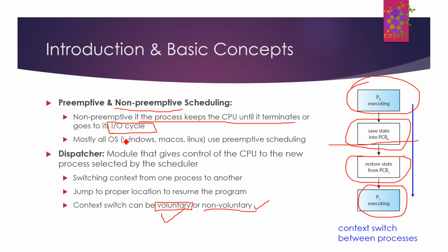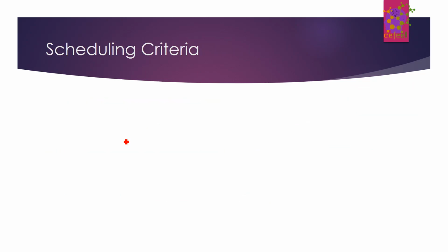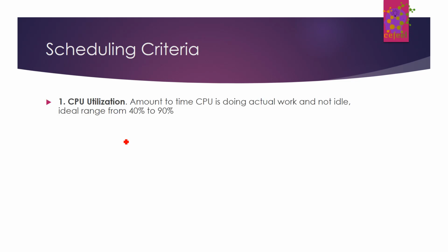Alright, so I hope the basic concepts were pretty clear. Now let's move on to the various scheduling criteria that are used for CPU scheduling.